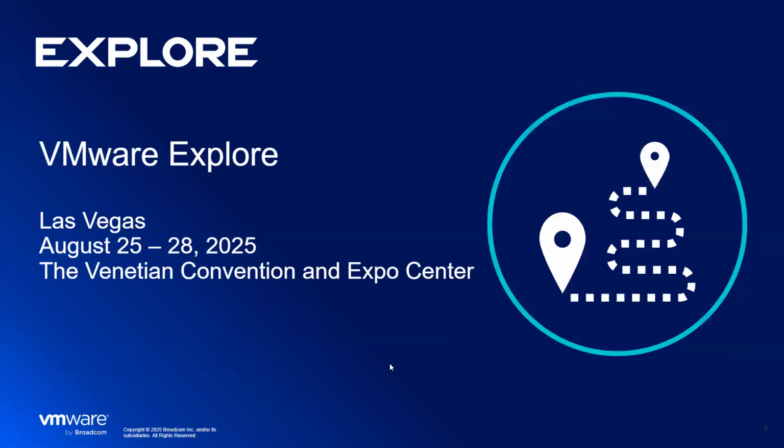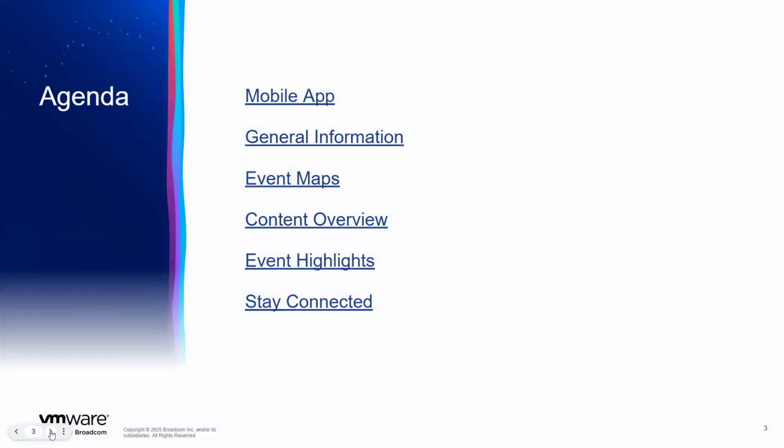So here's our event location. We're back in Las Vegas this year, August 25th to 28th. We're at the Venetian Convention Center and Expo. If you haven't been there before, we're going to go through some maps. We'll cover key information about registration, what you'll expect from sessions, and get you everything you need to know before you arrive on site next week.